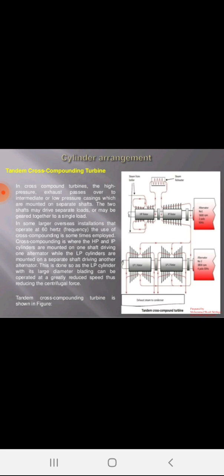This is done also so the low pressure cylinder, with its large diameter blading, can be operated at greatly reduced speed, thus reducing centrifugal forces. Tandem cross compounding turbine is shown in figures. Cylinder arrangement: tandem 4 cylinders and tandem 4 cylinder turbines with reversed flows.